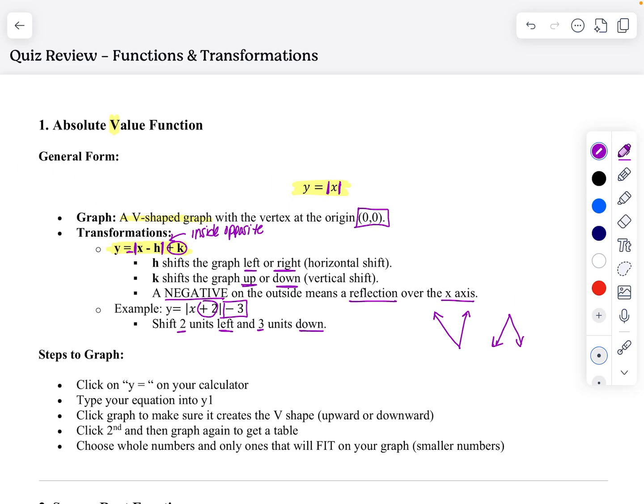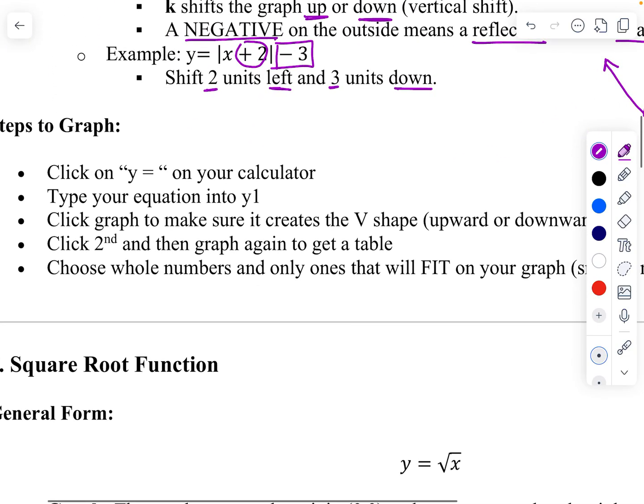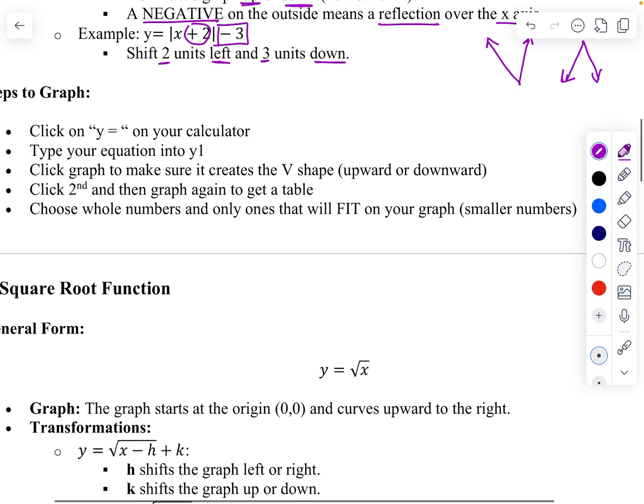Okay? All right, just as steps to graph, because none of these graphs you have to do by hand, okay? You can do all of it on the calculator. So you know to first start by clicking y equals. That's how you get started. You type it right into your y1. You just copy it. You're going to click on graph because you want to make sure that the picture is creating the graph that you want it to be. If it's an absolute value, it should be a V shape. If you're getting something that's not a V, then you probably did something wrong.